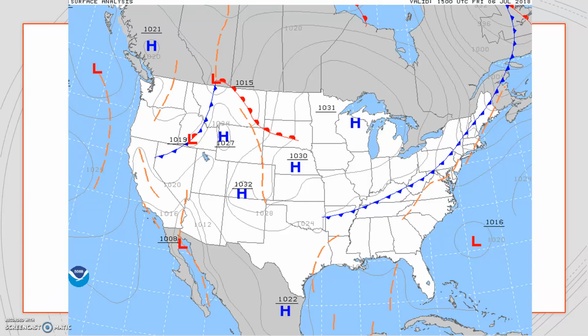Starting with the surface analysis chart, we can see most notably a high pressure system over Wisconsin following a low pressure front covering much of the U.S., extending from Arkansas through Quebec and Newfoundland.